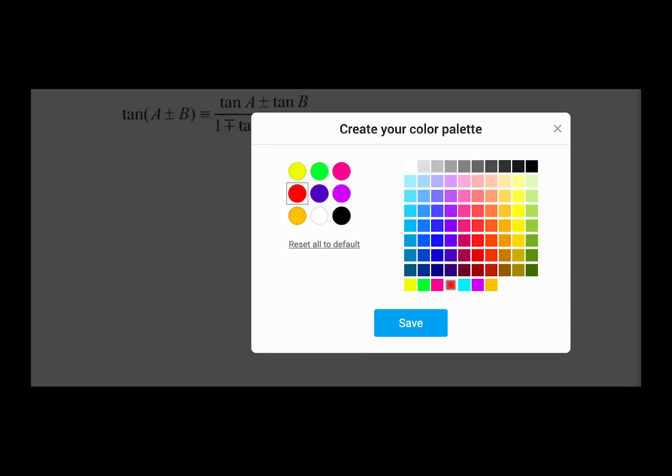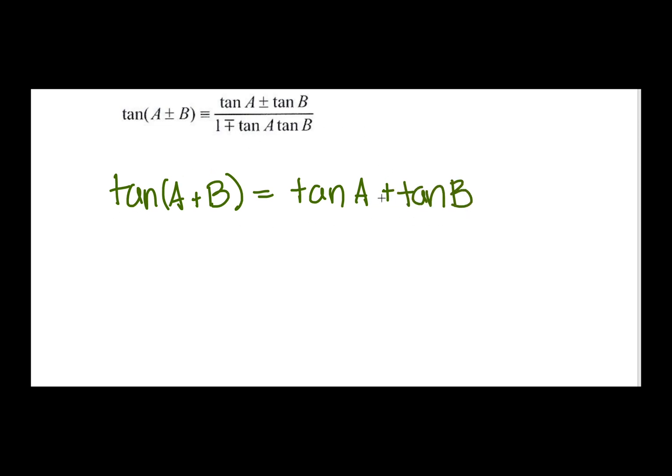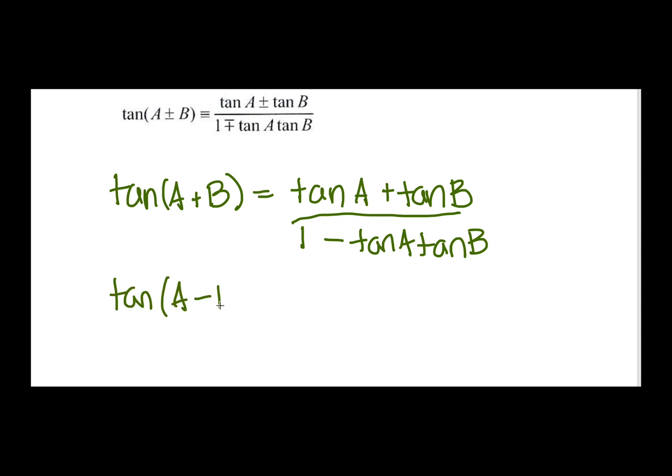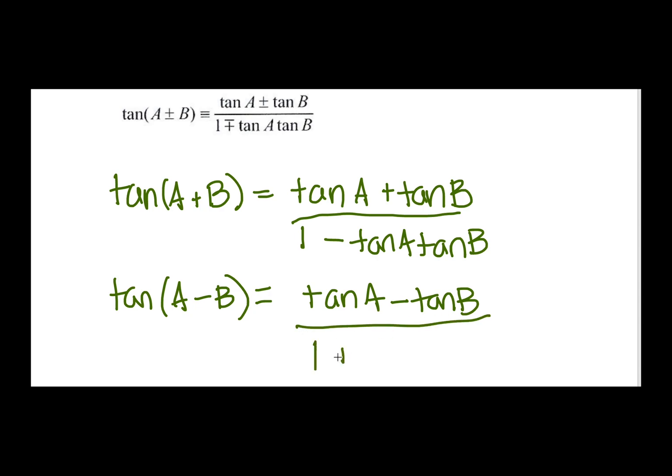Okay, and now we look at our tangent formula. If I'm adding angles A and B, I add tangent of A plus tangent of B. So the sign is the same in the numerator, and then the sign flips in the denominator, where I have 1 minus tangent A times tangent B. And when I change to subtraction, tangent of A minus B, I keep the sign in the numerator, tan A minus tan B, and then I switch the sign in the denominator. 1 plus tangent A times tangent B.